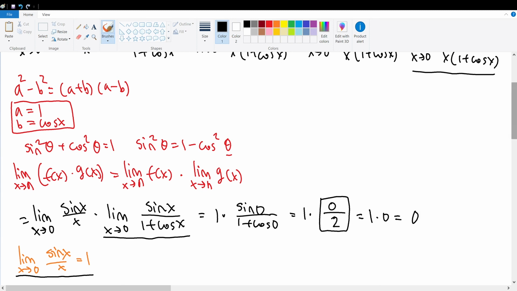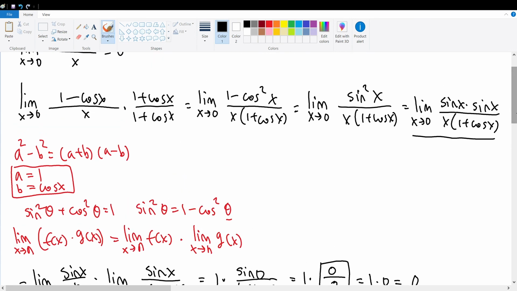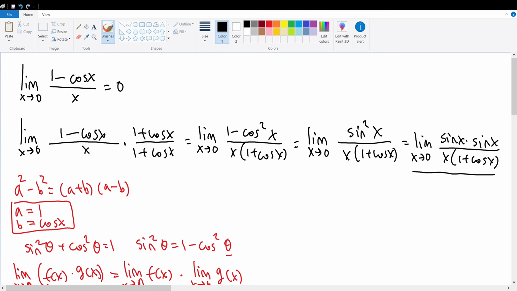So we have proved, therefore, that the limit as x goes to 0 of (1 minus cosine x) divided by x is indeed equal to 0.